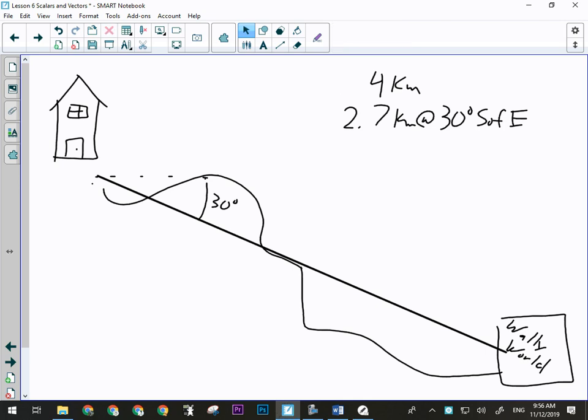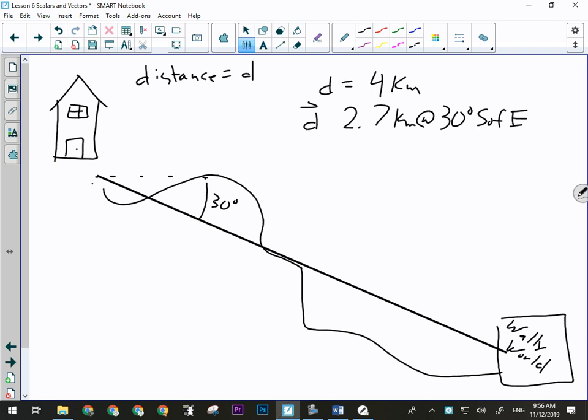So this here is distance. This is displacement. Distance is represented with a D. Displacement is a D with an arrow over top, denoting that it has direction as well as magnitude, and that it is a vector quantity.